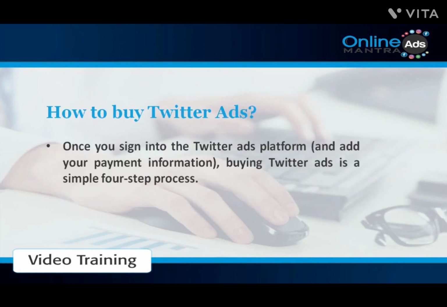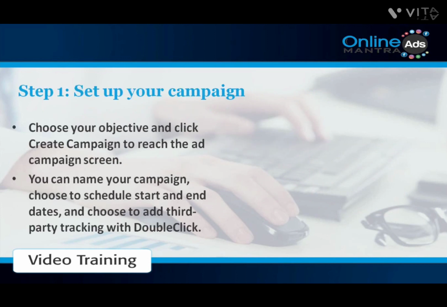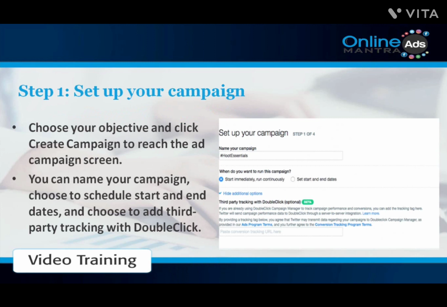How to buy Twitter ads. Once you sign into the Twitter ads platform and add your payment information, buying Twitter ads is a simple 4-step process. Step 1. Set up your campaign. Choose your objective and click Create Campaign to reach the Ad Campaign screen. You can name your campaign, choose to schedule start and end dates, and choose to add third-party tracking with DoubleClick.